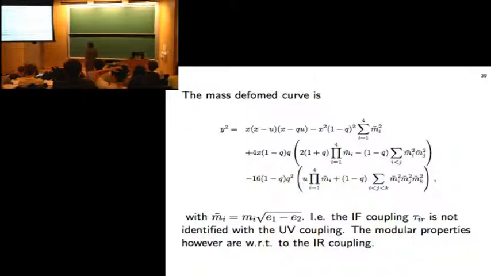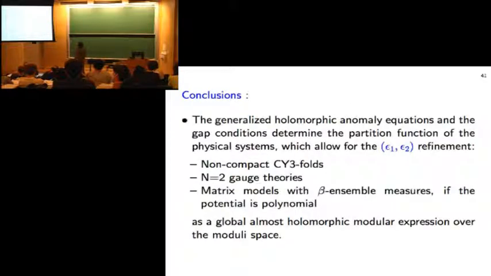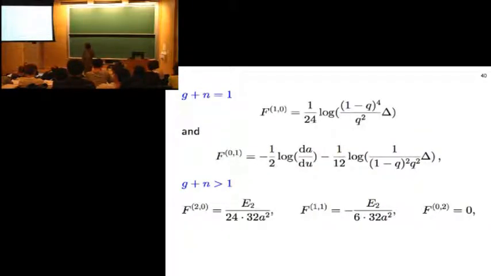And here you have the situation that the infrared coupling is not actually identified with the UV coupling. However, the modular properties are always with respect to the infrared coupling. So in some sense, the parameter that occurs in Nekrasov's partition function in this case is not good for modular invariants. So what you get in this case is that the FGs basically are just holomorphic objects. And the holomorphic limit of this, for F1,0, is a holomorphic object. Here a holomorphic limit is taken, so this comes from a non-holomorphic object. And again, you have these properties that you can immediately calculate the higher FGs.